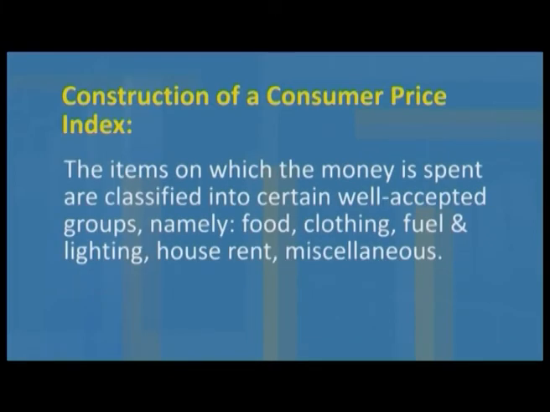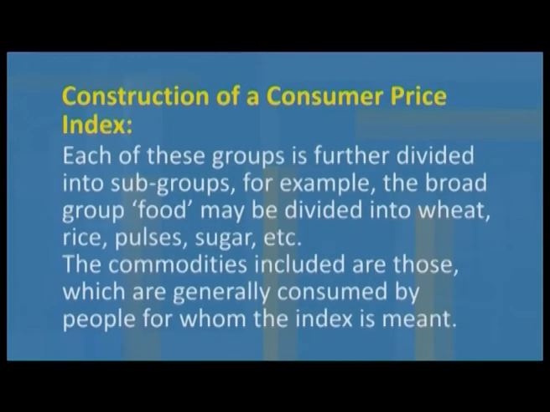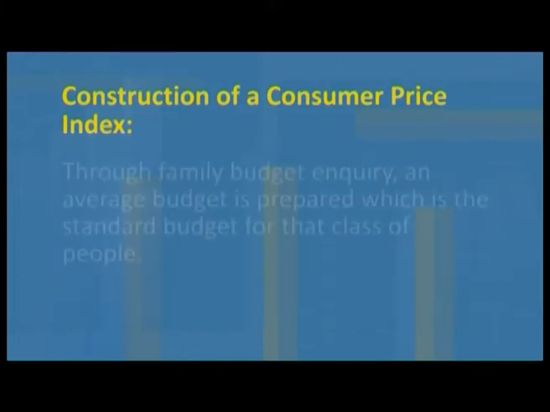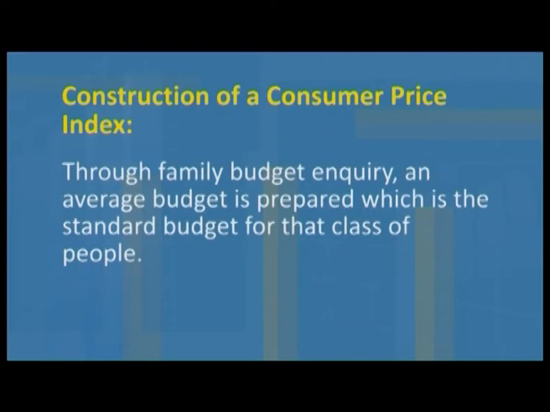The items on which the money is spent are classified into certain well-accepted groups, namely food, clothing, fuel and lighting, house rent, miscellaneous. Each of these groups is further divided into subgroups. For example, the broad group food may be divided into wheat, rice, pulses, sugar, etc. The commodities included are those which are generally consumed by people for whom the index is meant. Through family budget inquiry, an average budget is prepared, which is the standard budget for that class of people.